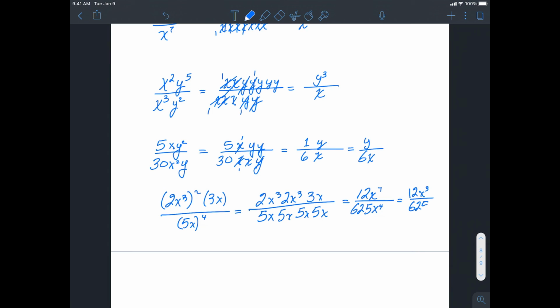over 625. Now that should give you enough information to do most of the dividing out problems.